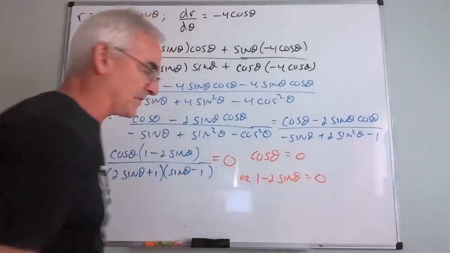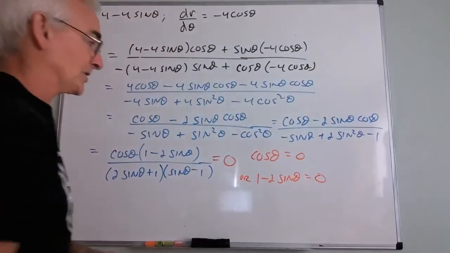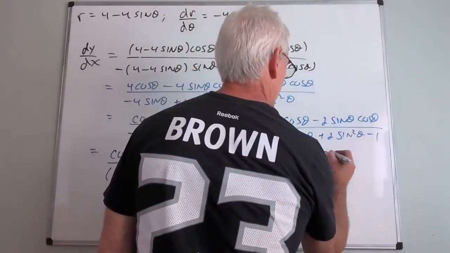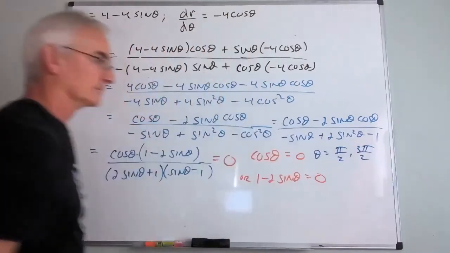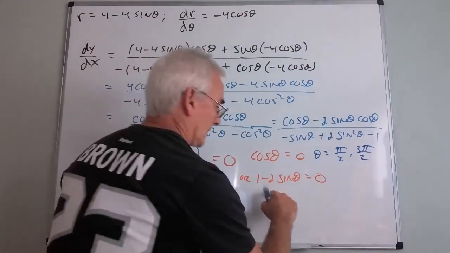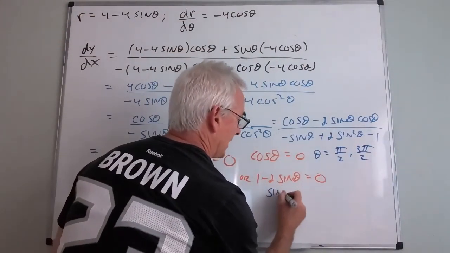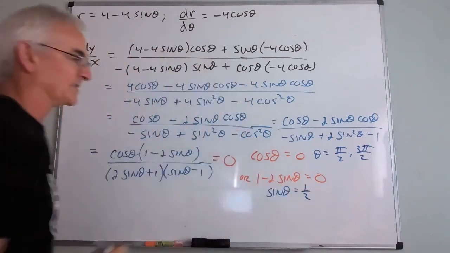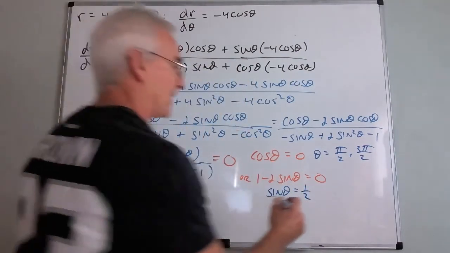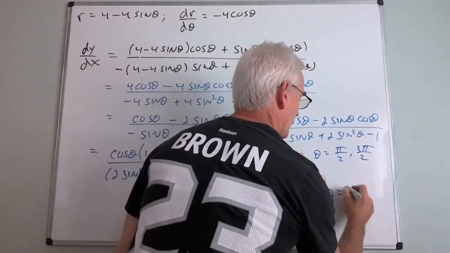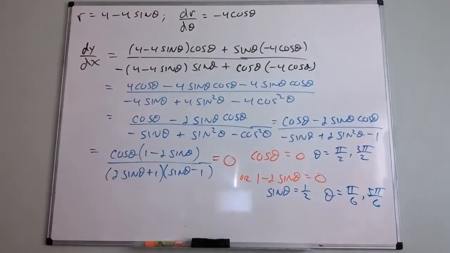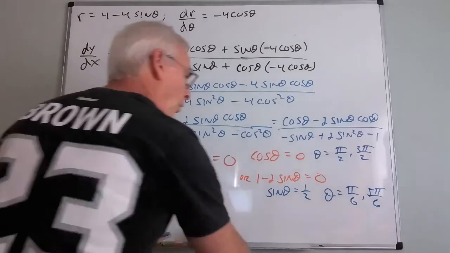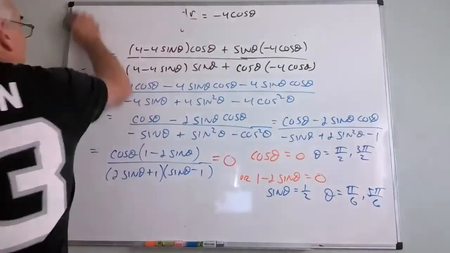When is the cosine of theta equal to 0 on the unit circle? And you'd say theta is pi over 2 and 3 pi over 2. When is sine theta equal to 1/2? That's what that statement says there. That will be when theta is pi over 6 or 5 pi over 6. Okay. Hopefully you're all with me. I got 4 places where something really cool is going to happen.